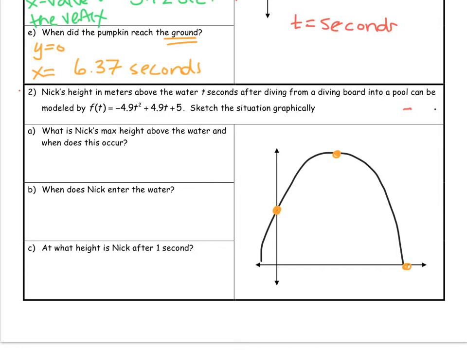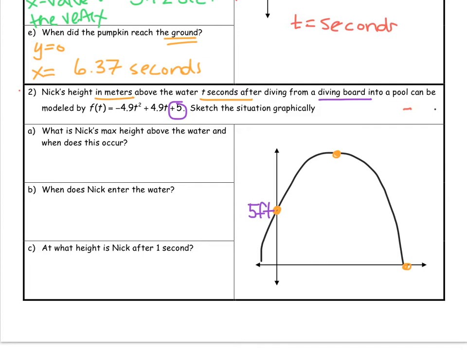Nick's height in meters above the water, t seconds after diving from the diving board into a pool, can be modeled by this function. F of t equals negative 4.9 t squared plus 4.9 t plus 5. So we're going to sketch the situation graphically. The first thing we want to do is look at the y-intercept. Here's our y-intercept. So he is starting 5 feet above the water. So he's probably on a diving board.